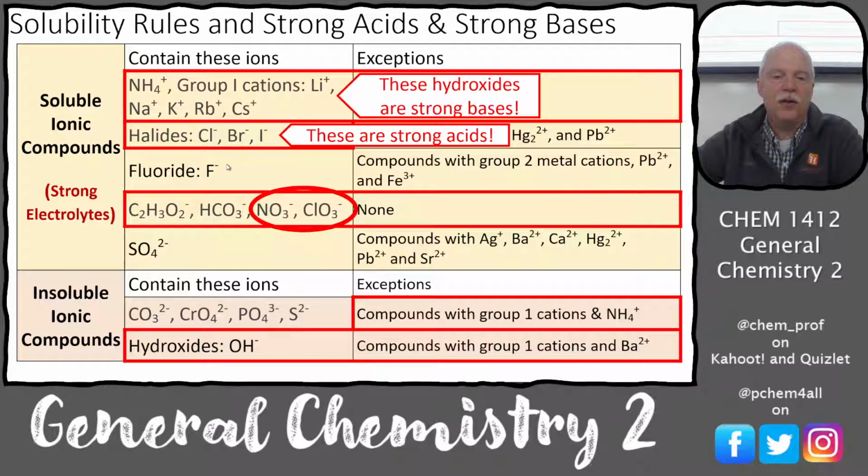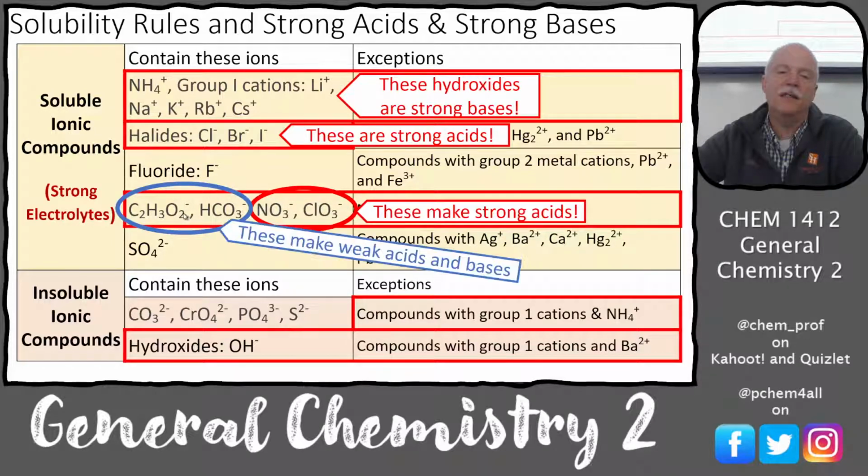These right here, the nitrate and chlorate, are going to make strong acids, and notice there's no exceptions to these being soluble in water. But if you put protons on them, these form strong acids, and these make weak acids. So there's kind of a split here in terms of these anions. This is the acetate anion, and it makes acetic acid, which is a weak acid. And this is the hydrogen carbonate anion, and it makes carbonic acid. So again, if you memorize that nitrate and chlorate are strong acids, then you'll be able to tell the difference between these groups here.